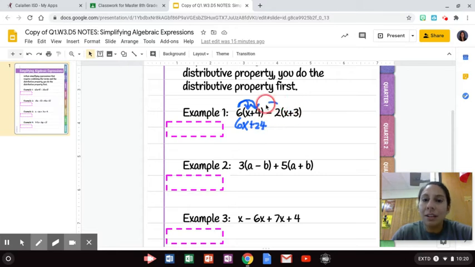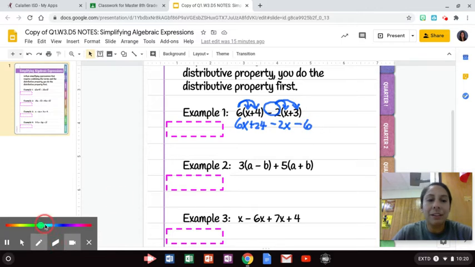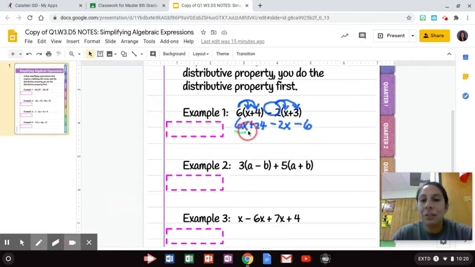The outside number over here is a negative 2. So negative 2 is going to have to be multiplied by x, which is negative 2x. And then you have negative 2 times positive 3, which is minus 6. Next, we're going to combine our terms together. What that means is you want to put all of your x's with your x's. So you have 6x take away 2x, that's going to leave you with 4x. Next, we have to put our numbers together. So 24 take away 6, that's going to be positive 18.